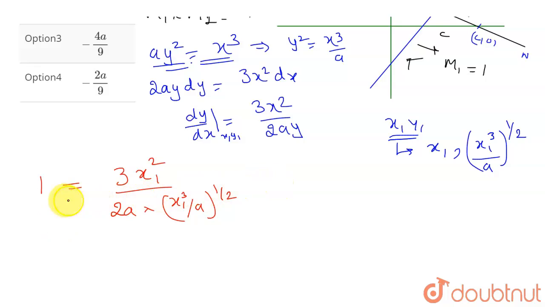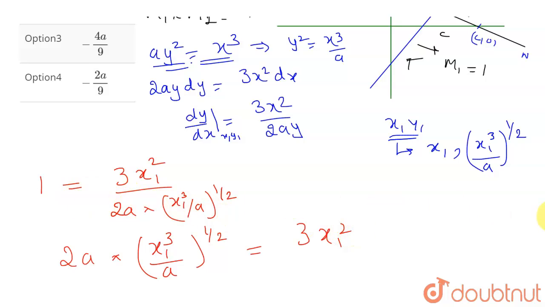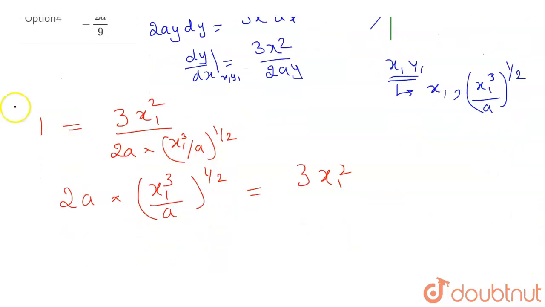As the slope is 1, I can write this as 2a into x1 cube upon a to the power 1 by 2 will be equal to 3x1 square. I have just cross multiplied these terms. Now let me square both the sides so that I can remove this power 1 by 2. On squaring, this will give me 4a square into x1 cube upon a, and this will give me 9x1 to the power 4, as I have done the squaring on both sides.